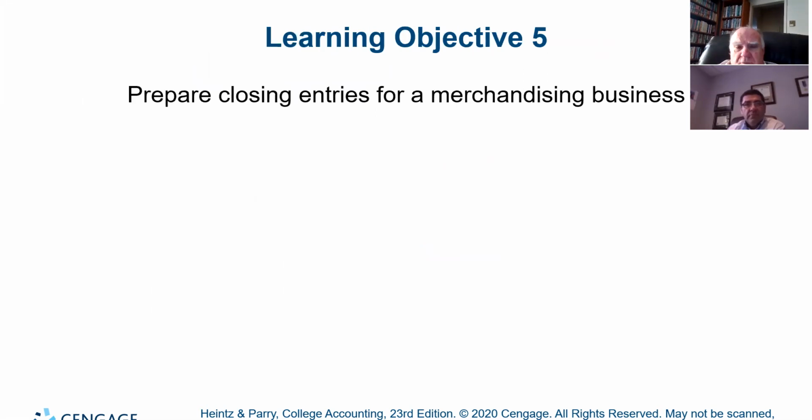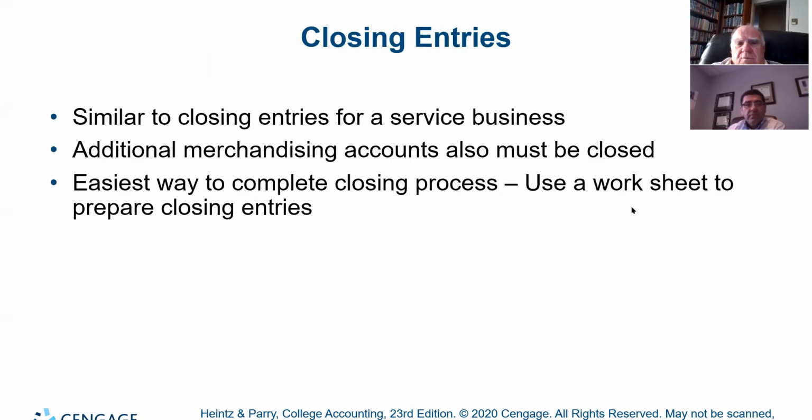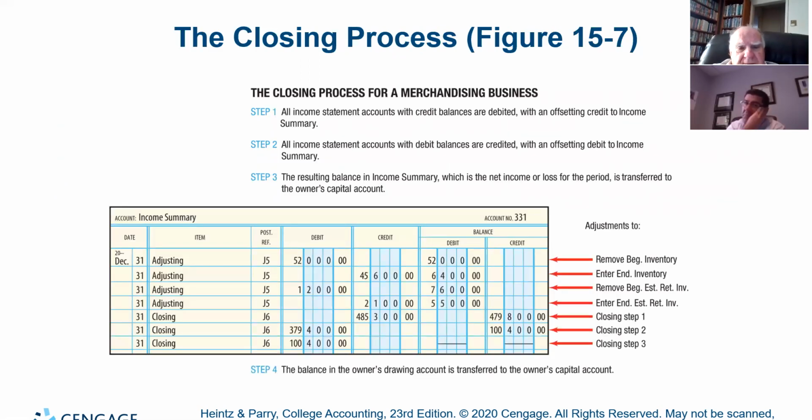Closing entries for a merchandise business. I guess earlier in the chapter when we were doing the closing entries, it was a service place. So the only difference is there's an additional merchandise account that must be closed. And we're going to do it with the worksheet. Out with the old and in with the new, that's all you're doing with this merchandise inventory. Here is our general ledger for the income summary. That's the account we drive all the closing entries through.